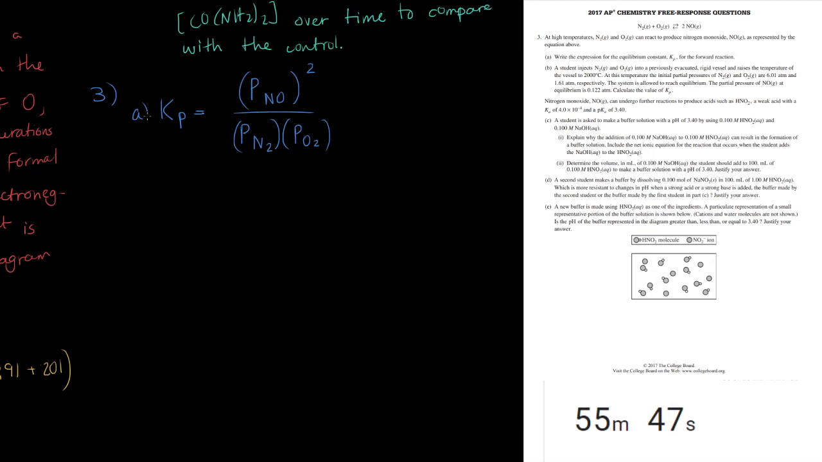This is part A. For part B, why don't I just continue in blue? We didn't get to use it enough. A student injects these two into a previously evacuated rigid vessel and raises the temperature to 2,000 degrees Celsius. Wow, very high. At this temperature, the initial partial pressures are 6.01 and 1.61, respectively. The system is allowed to reach equilibrium. The partial pressure of NO is 0.122. Calculate the value of Kp.